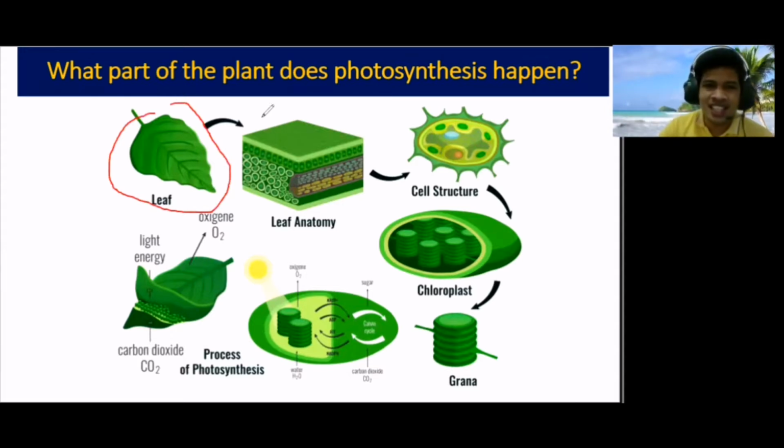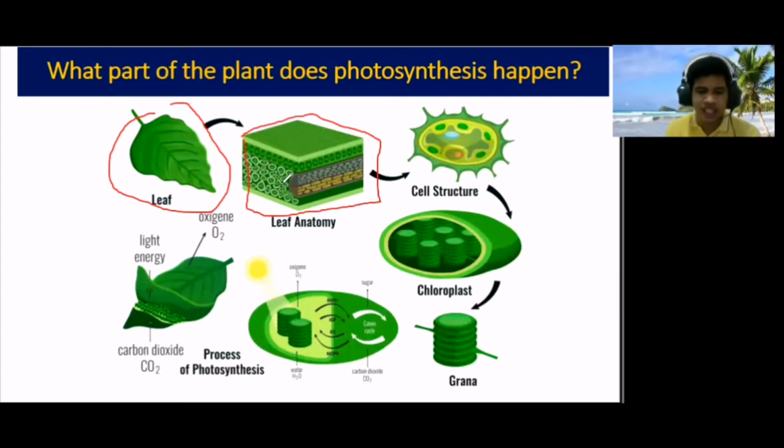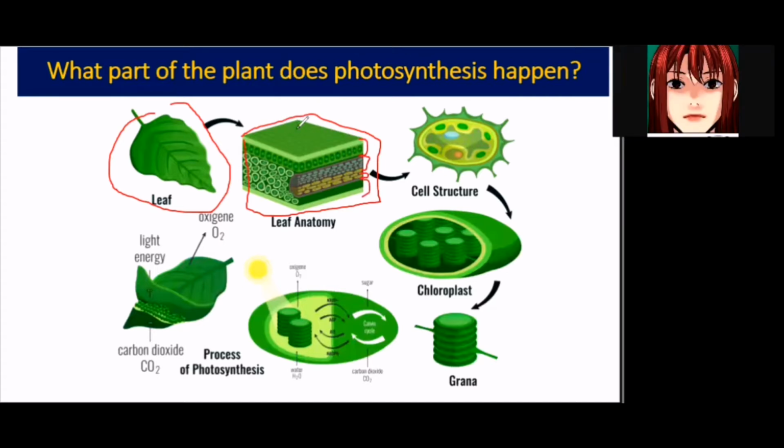As you can see here, this is the anatomy, the inside of the leaf of a plant, and there are how many layers? Do you still remember? Q, hello Q. This is layer number 1, layer number 2, layer number 3, and layer number 4. How many layers, Q? There are 4 layers. Very good. Thank you so much, Q.